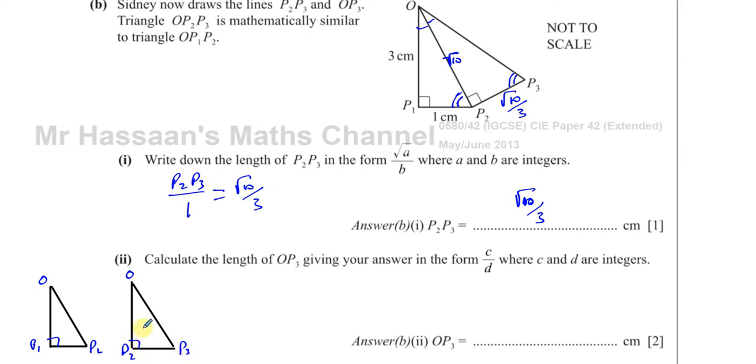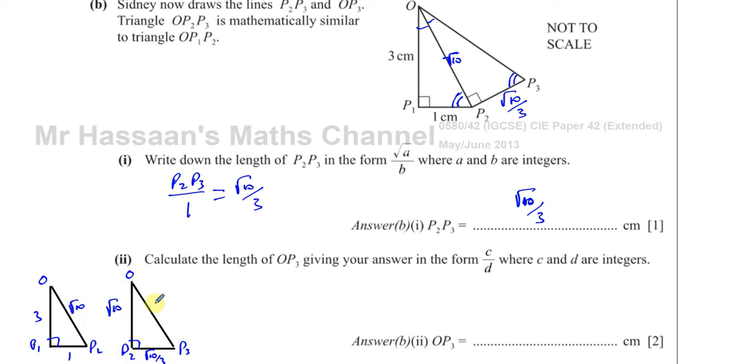So right angle. Now this length is the same as that length. So we know OP1 is 3 and P1P2 is 1. We know that this length is root 10 and this length is root 10 over 3. So I want to find what OP3 is. Think about similarity. Now this length here is also root 10, of course. This is root 10, this is root 10. They're the same length, right?